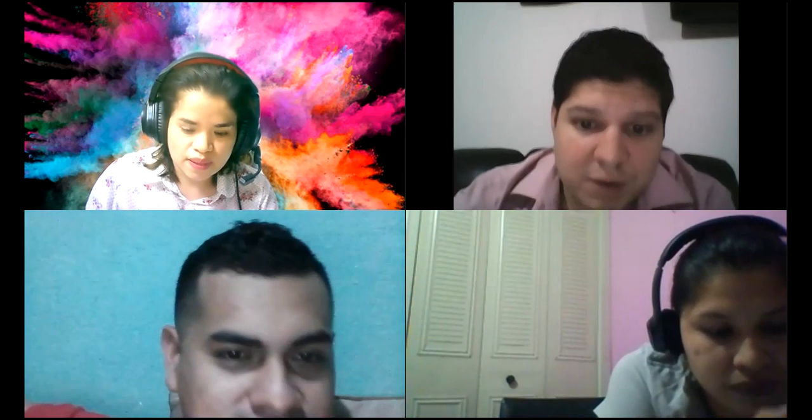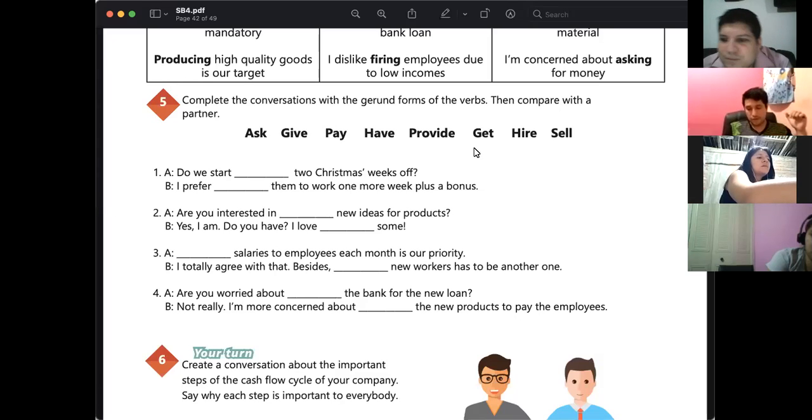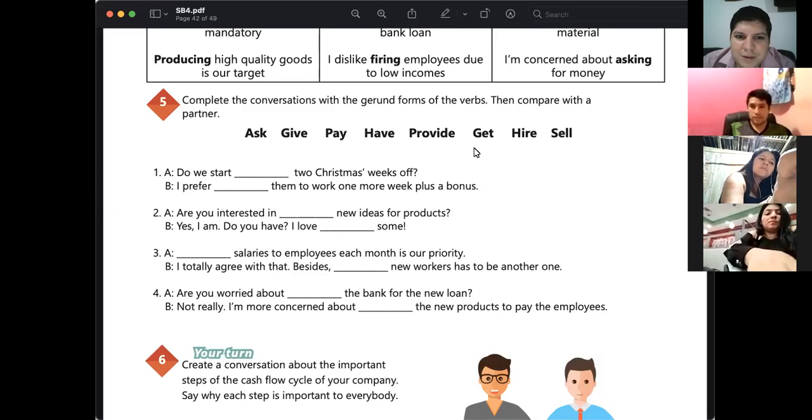Good job, you got this. Keep it up, continue. Okay. Providing, ¿qué dijiste? Providing work is a government goal. Ask. Bueno, Ana María dio una y dijo asking for direction. ¿Sirve? Asking for address is very important to get to the hotel. Good. Give. Giving information is necessary to buy online. There you go. Pay. Paying the rent is an obligation. Good job.